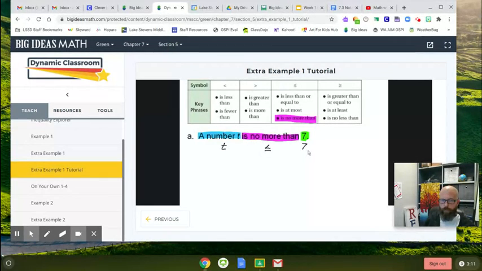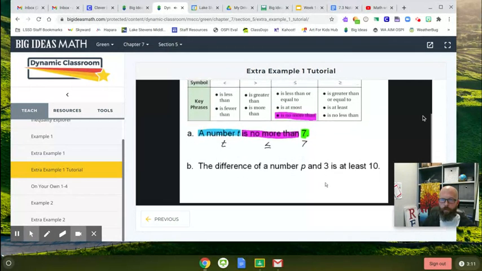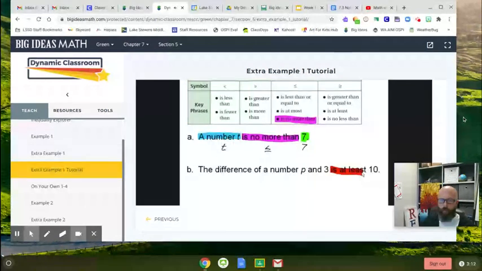Let's look at another example. The difference of a number P and 3 is at least 10. First, let's look for a phrase that is in our table to determine where to place the inequality symbol. The phrase is at least, which is in our table under greater than or equal to. So, the inequality symbol is greater than or equal to. Now let's identify the expressions that this inequality is comparing. The first expression is the difference of a number P and 3. And the second expression is 10.